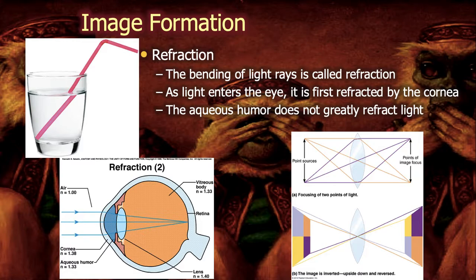Okay. So this happens, the light bends as it enters the eye because it is moving from the air into tissue. So it has to go through the cornea, through the aqueous humor, and through the lens. Okay? So as the light enters the eye, it's first refracted by the cornea. It's bent a little bit. Not much, but just a little bit. The aqueous humor, though, does not greatly affect it. Its refractive index is about the same as the cornea. But then, when the light hits the lens, it's going to bend. Okay? And depending on the shape of the lens, determines how much the light bends.